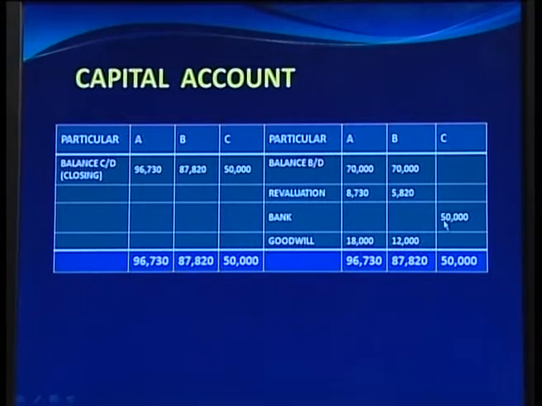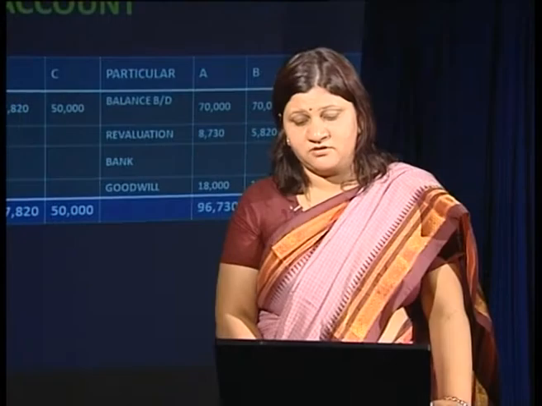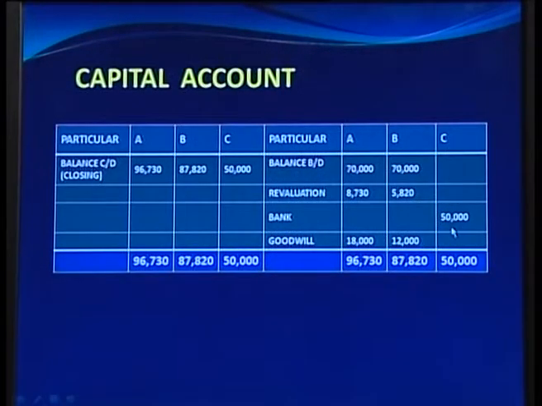Bank account, this is in relation to the capital which is being brought by C. So its general entry was bank account debit to C's capital account. So in C's capital account, by bank is being written, and in the amount column of C we have written rupees 50,000.